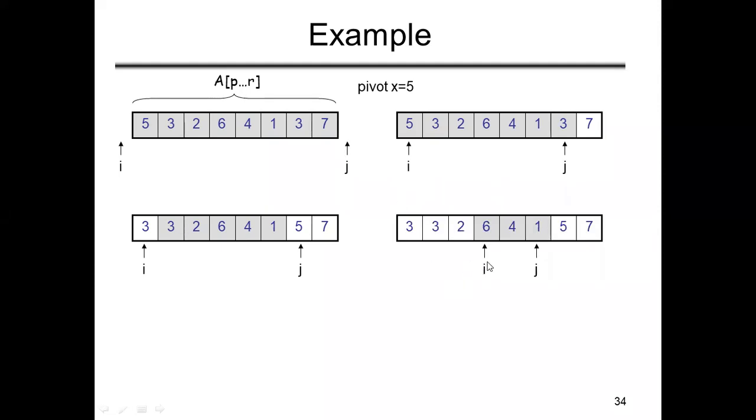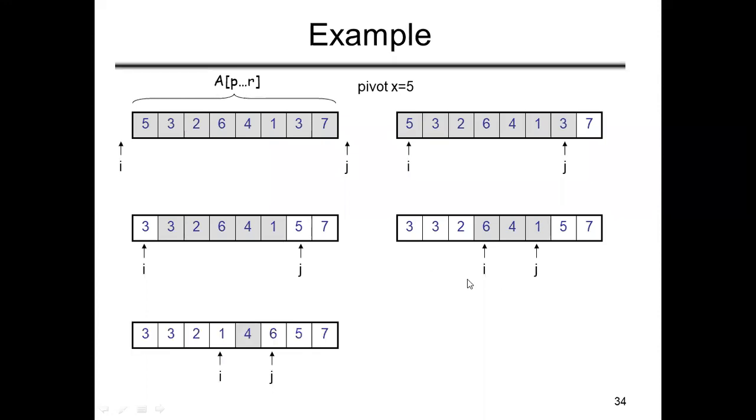Now see this one. I is pointing to 6 now. We are checking whether it is less than or equal to 3. Suppose when you checked, 6 is greater than 3, so you can stop here. Here j is pointing to 1, that is less than 3, so you can stop here. So now swap 6 and 1. Swap 6 and 1, so it becomes 1 and 6.